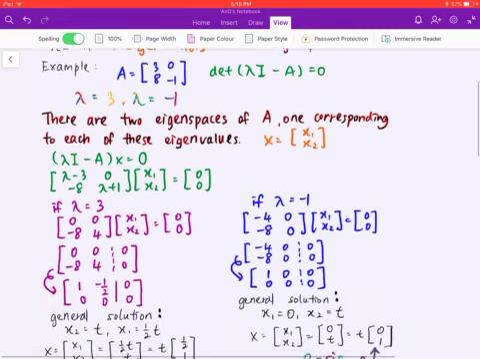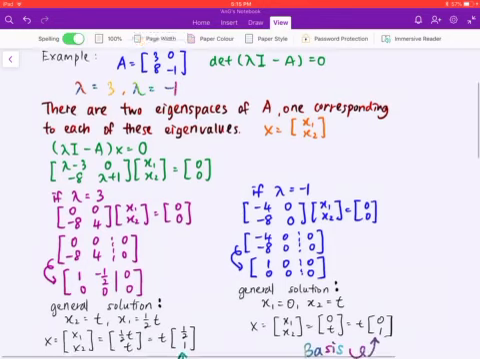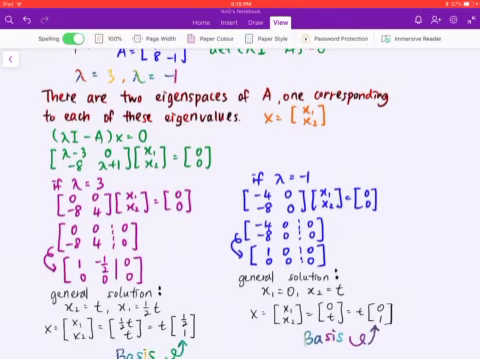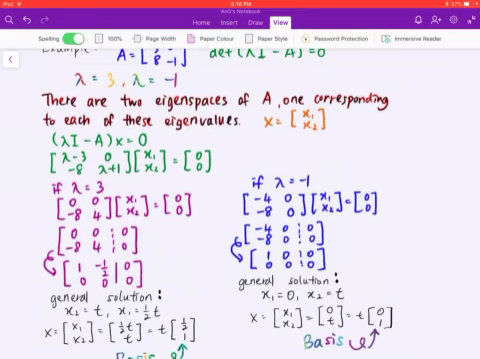For example, you have a matrix A here. You're going to use the determinant of lambda I minus A equals 0. This is the characteristic equation that we have learned in the previous lesson, which you use to find the eigenvalues. In this case, we found out that the eigenvalues are 3 and negative 1. And there are two eigenspaces of A, one corresponding to each of these eigenvalues.